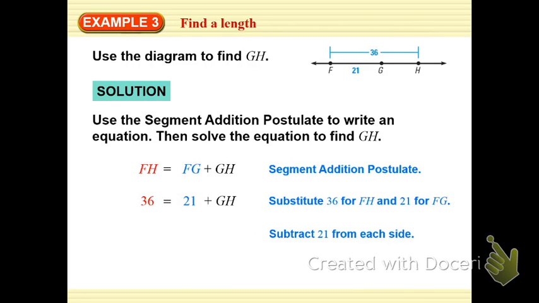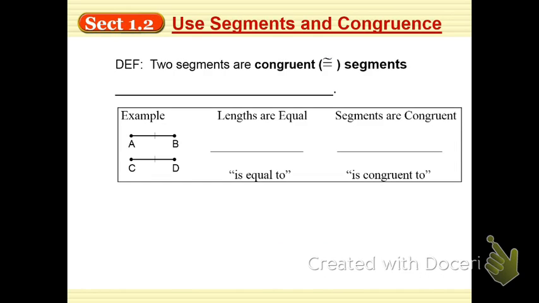All right, they do the same thing here. And then use segments and congruence. Two segments are congruent segments if they have the same length. If segments have the same length, they're congruent.